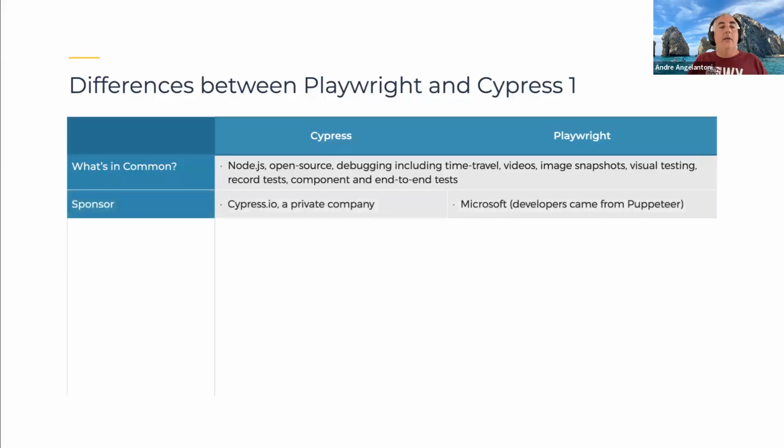Cypress.io is a private company. Playwright is put out by Microsoft. Its developers came from Puppeteer. From what I've been learning about Playwright in the last 4 weeks, it does seem like, because it's the newest kid on the block, they did solve a lot of the issues that Cypress still had. So this is the leapfrog of technology. Definitely we're seeing this in action.